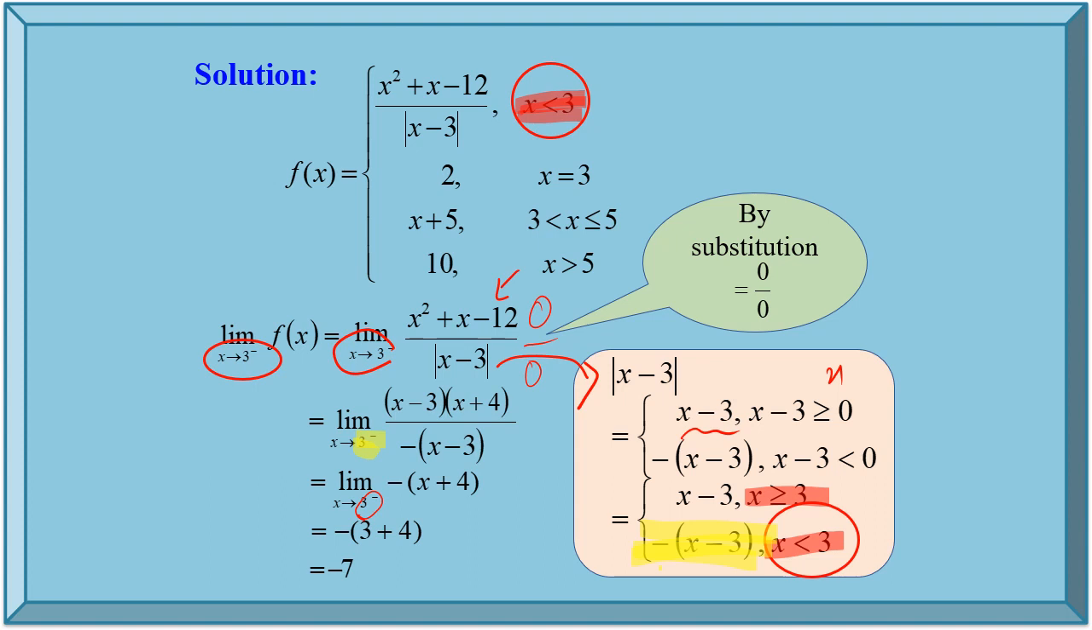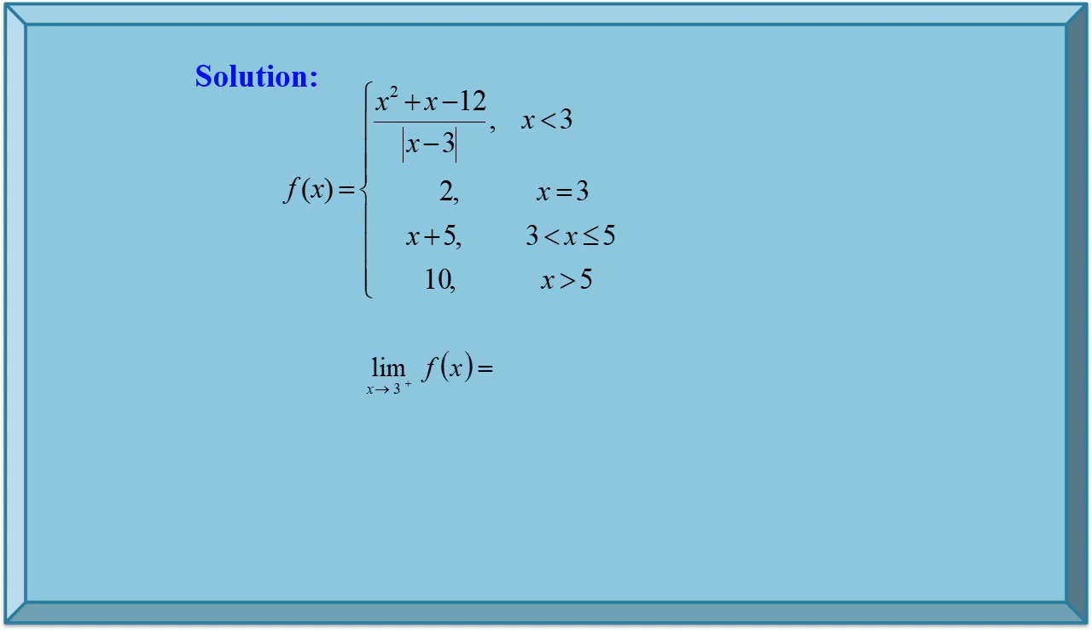The second part of the question: find the limit of f(x) as x approaches 3 from the right side. From the right side, which function should we use? From the domain, we can see that the right side of 3 uses which function? Yes, x plus 5. So substitute 3 directly into the function. We get 3 plus 5 equal to 8. Directly we get the answer.